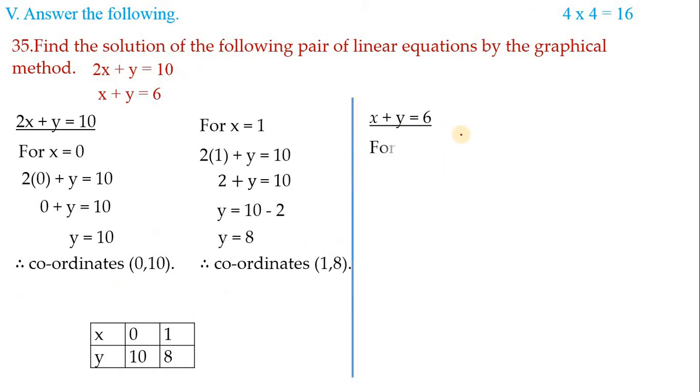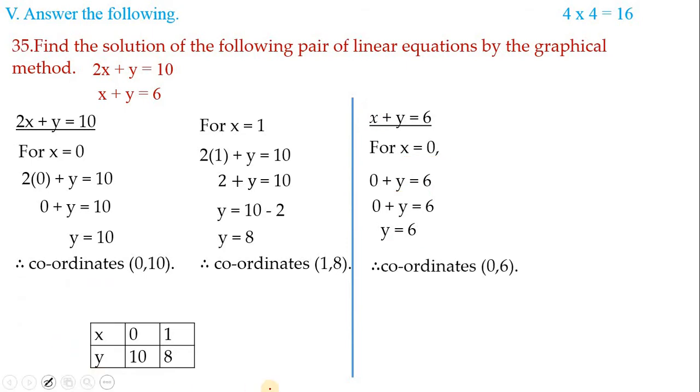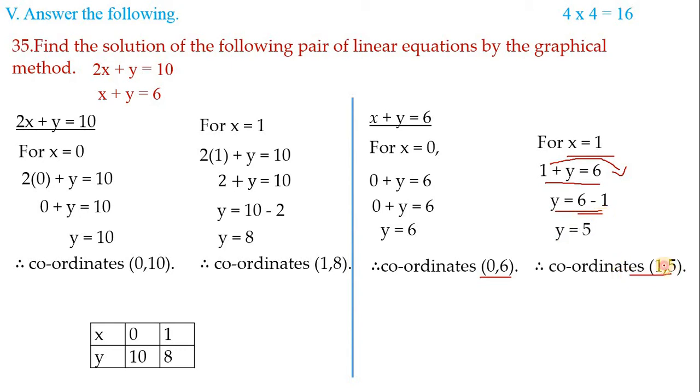So here first I'll take x value 0. Now in the place of x here, substitute 0. I'll get 0 plus y equals 6. So it gives y equals 6. Coordinates I'll get are (0, 6). Next let us substitute 1, children. So when I substitute x equals 1, I'll get 1 plus y equals 6. Now this 1 you transfer this side, we get minus 1. Therefore y equals 6 minus 1. So 6 minus 1 is 5. Therefore coordinates are (1, 5).